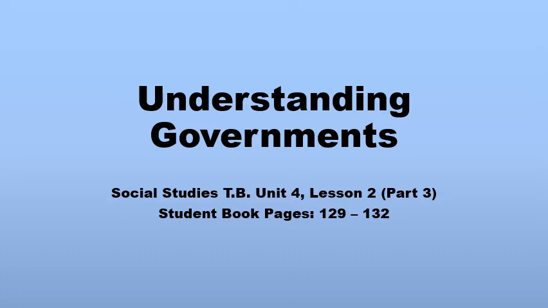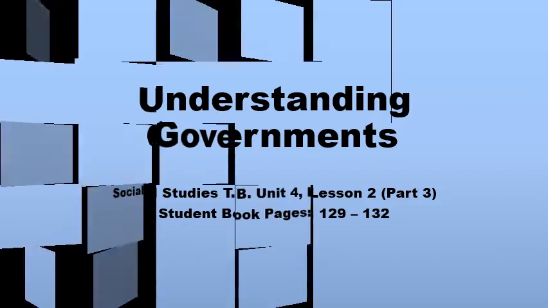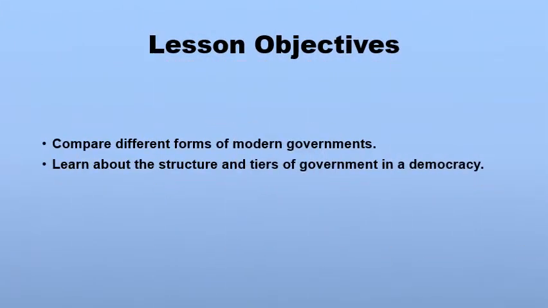You can find this lesson in your textbook, pages 129 to 132. We have been discussing this lesson in the previous two classes, so this is going to be our last class for this lesson. The objective of the lesson is that at the end of the lesson you must be able to compare the different forms of modern governments and learn about the structure and tiers of government in a democracy.